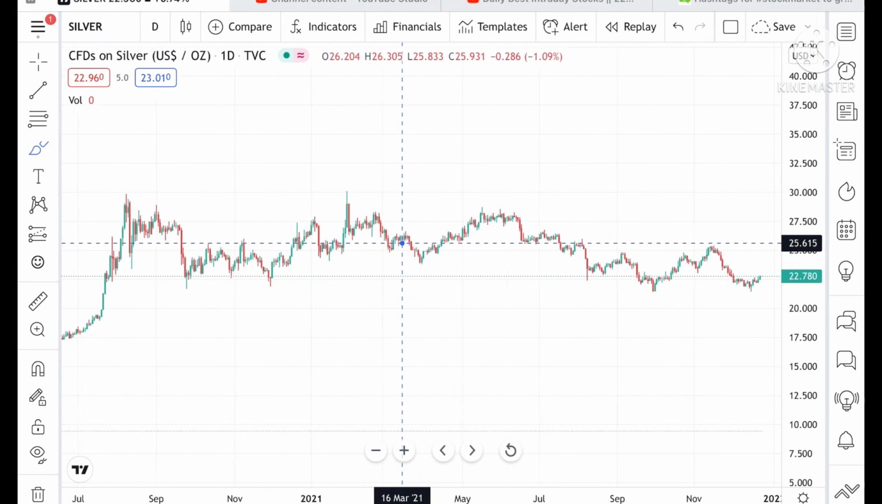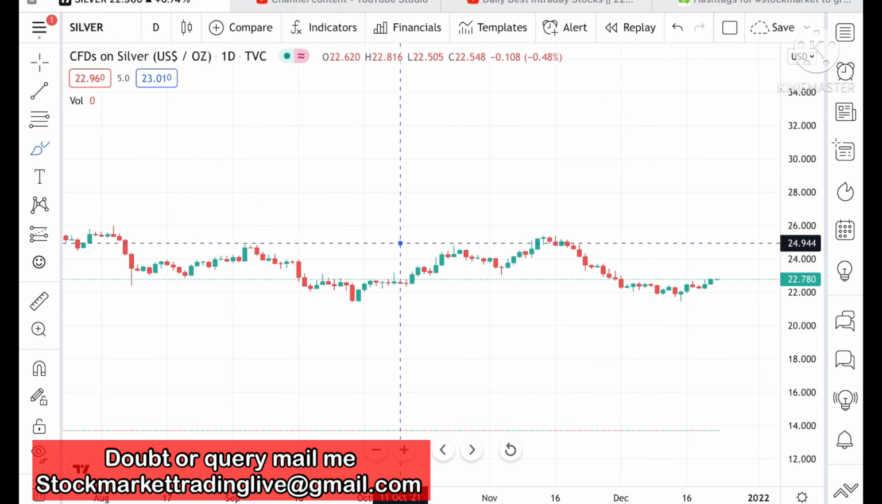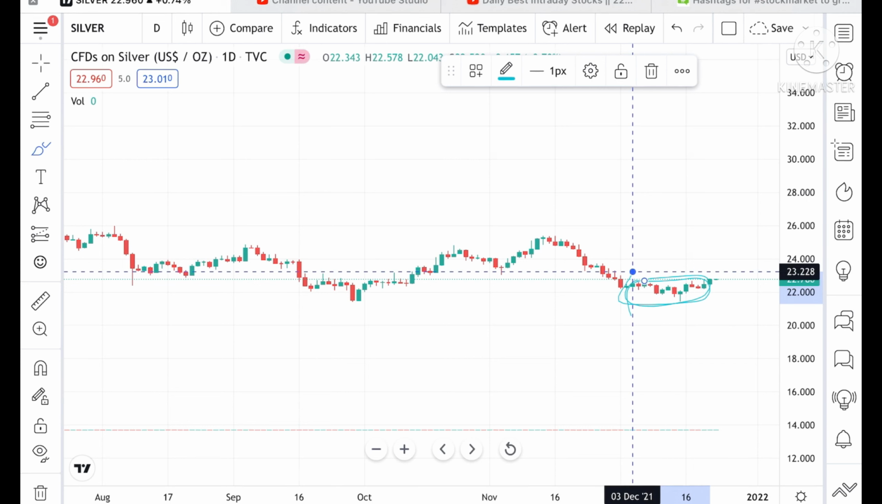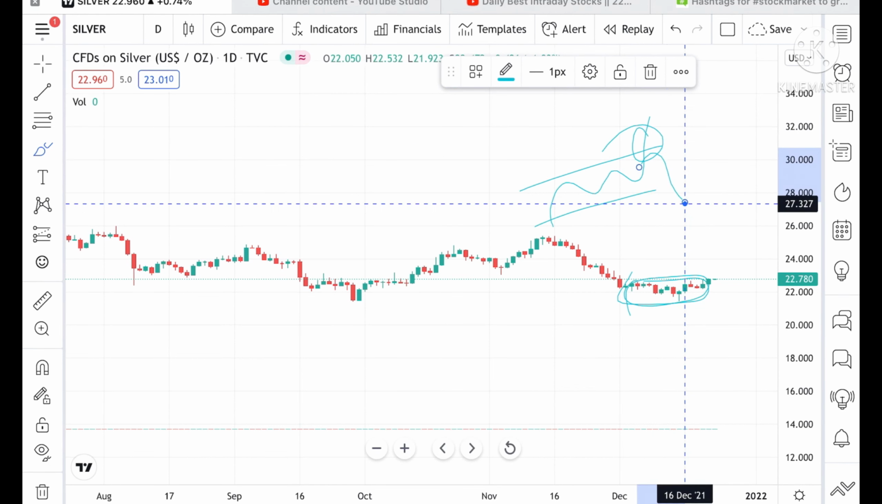Now if we look at this particular week, the price of silver was moving in this particular range. And until it crosses the range, we cannot see a big movement upside or downside.